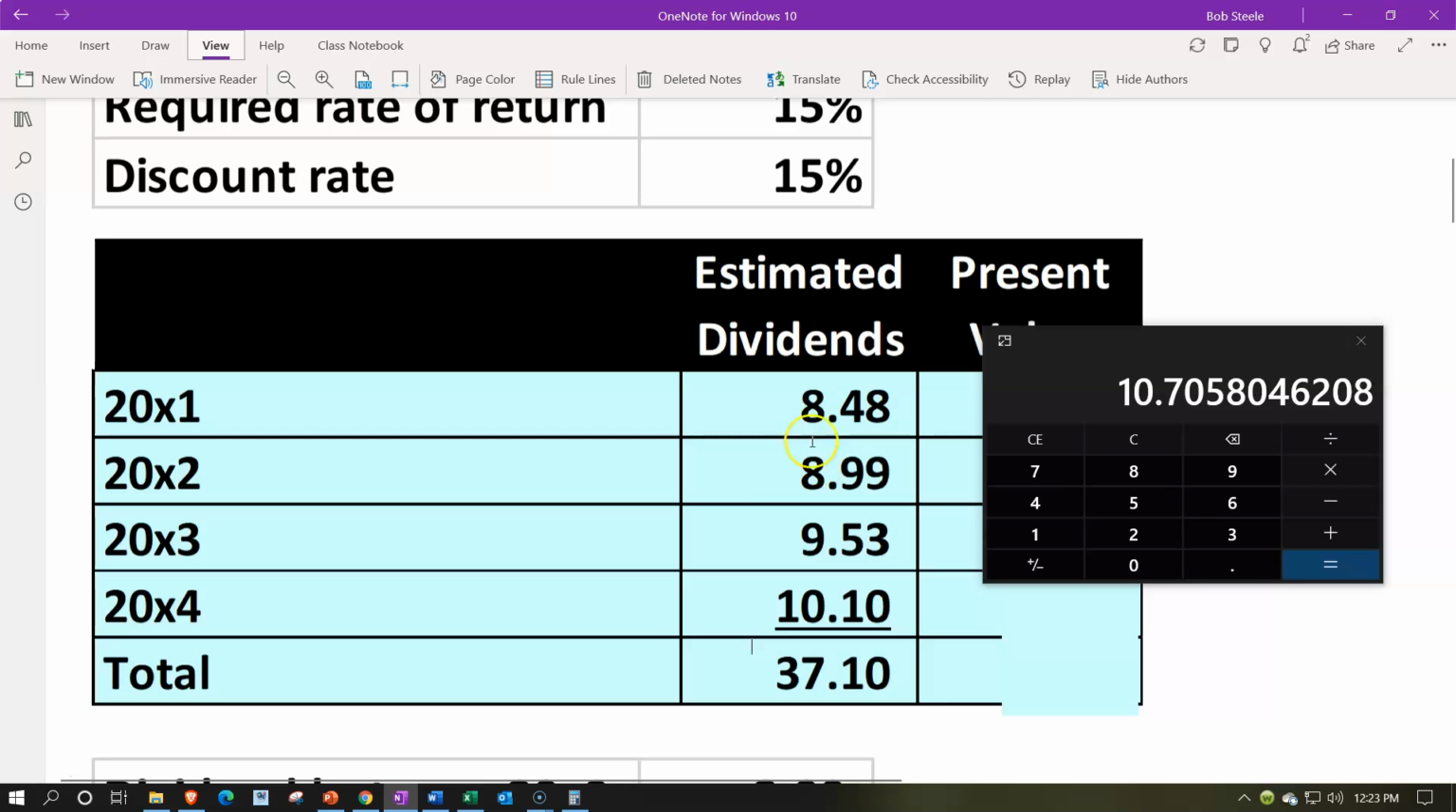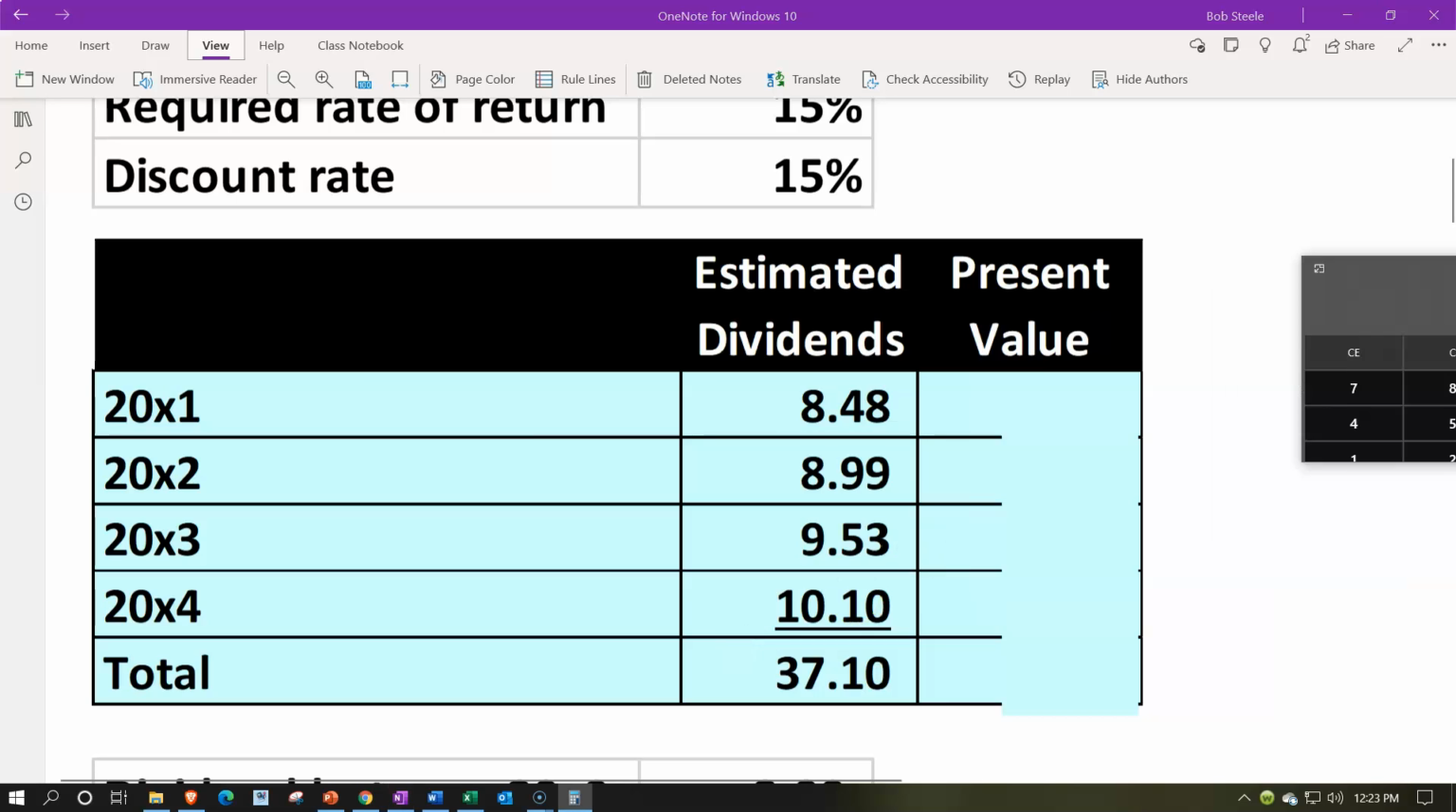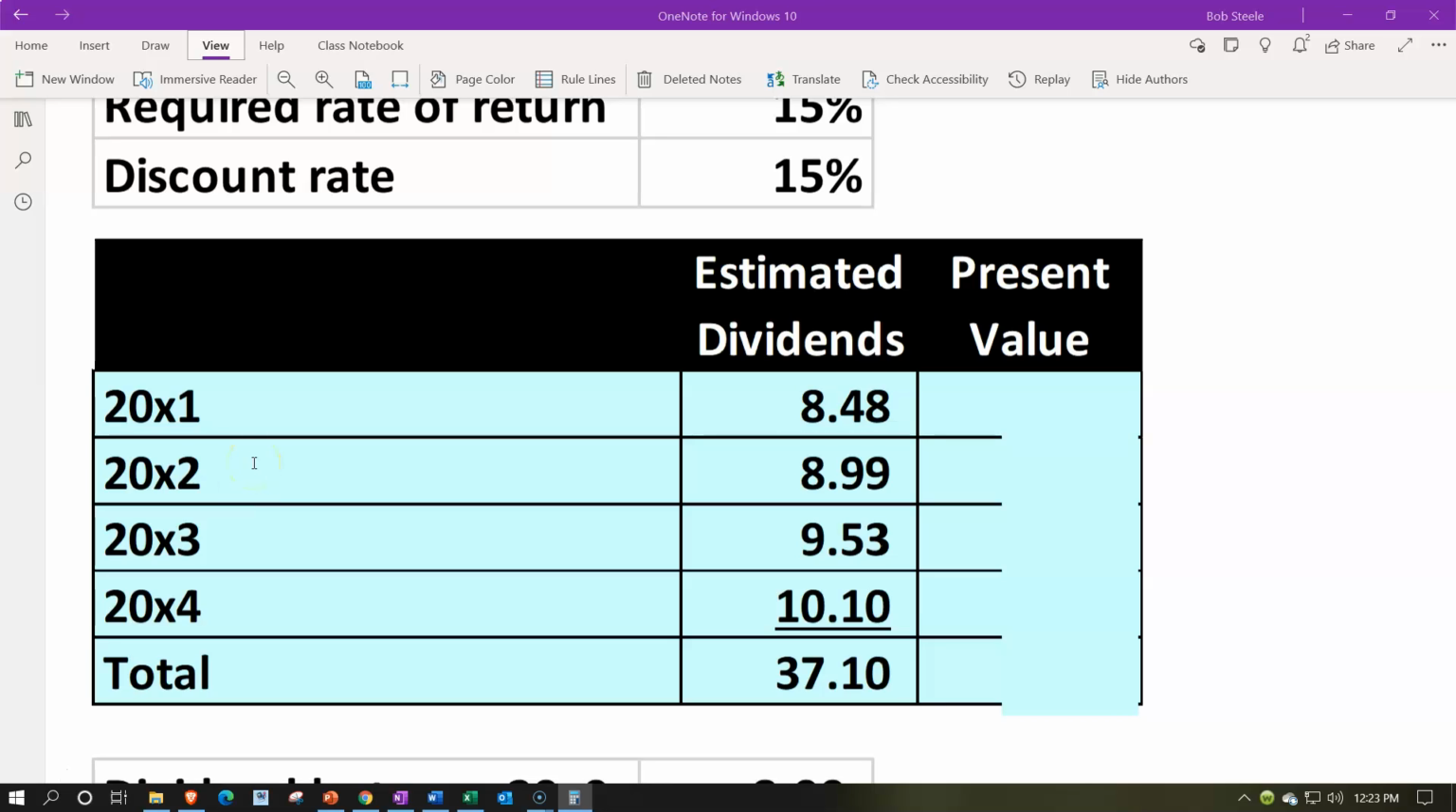Then we're going to add them up. If we add the 8.48, the 8.99, the 9.53, and the 10.10, we get to 37.10. So if we're taking this out to 4 years, trying to predict the value of the cash flow that we would get if we were to invest here, then we're talking $37.10. But, of course, this is happening sometime into the future, so what we would have to do is present value those cash flows.